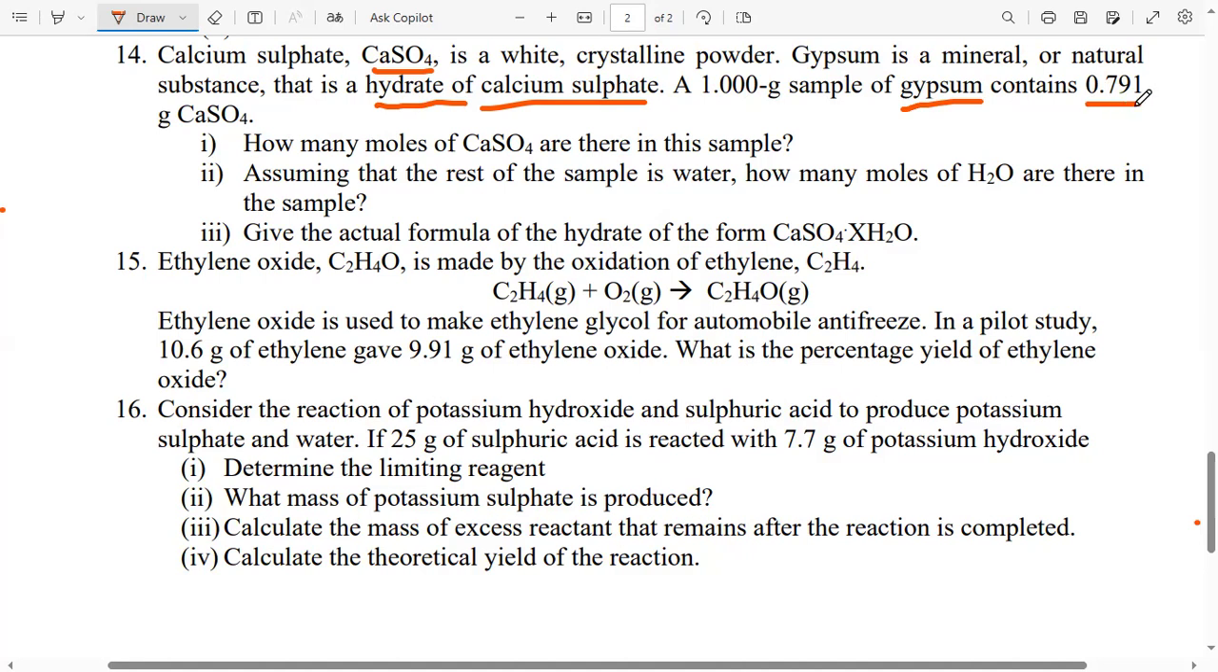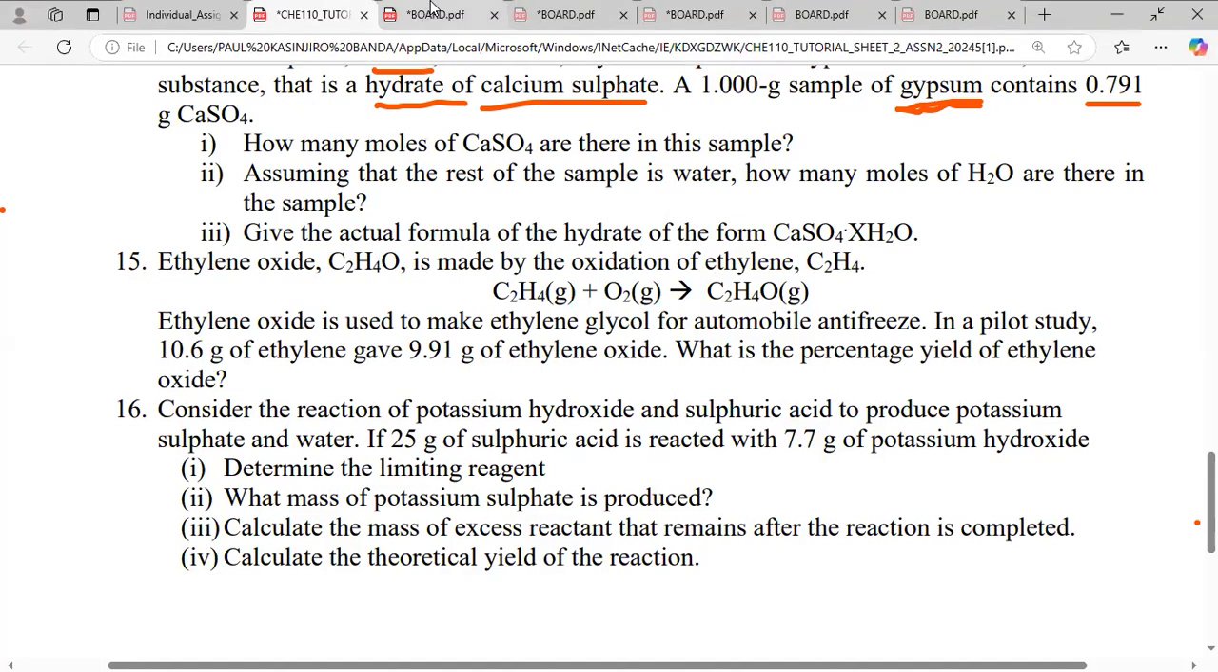Now they're saying a 1 gram sample of gypsum contains 0.791 grams of calcium sulfate. And then the question comes: how many moles of calcium sulfate are there in this sample? Remember, they say gypsum is just a hydrate of calcium sulfate. So to the calcium sulfate, we are just adding water. To this 1 gram sample of gypsum, they are saying it contains 0.791 grams of calcium sulfate, and then they want us to find the moles of that calcium sulfate.